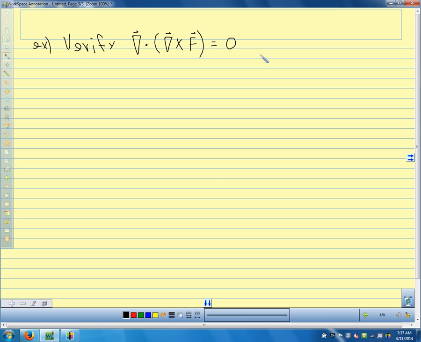We want to verify that this is 0 for f, our vector field, which is xyz i hat plus y j hat plus z k hat. So we want to verify this. So we'll do the cross product first. So del cross f. Set up our determinant. Oops, I forgot my partial derivatives here.